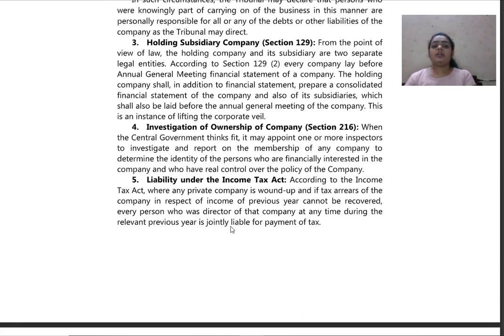So, when a company is a holding or a subsidiary company of another company, in that case the principal company shall be liable to file a consolidated statement, that is, to combine the books of accounts of the holding and the subsidiary companies, or to combine all the important documents of the company, and all the financial statements shall be provided in the annual general meeting. And this is one of the instances of lifting of the corporate veil, which is compulsorily done.